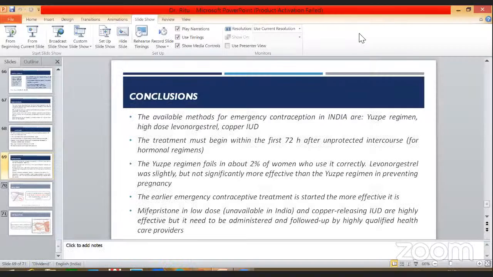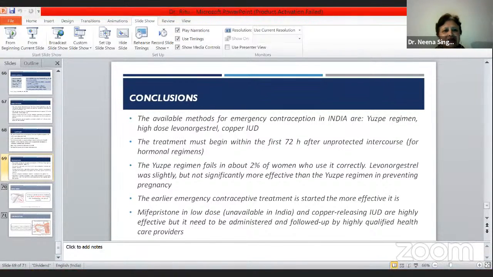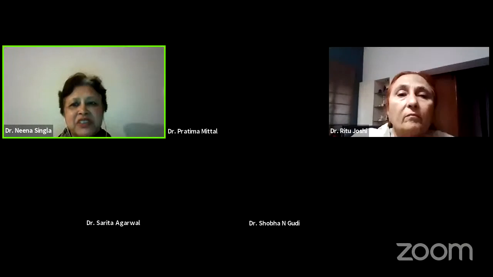Thank you, ma'am, for stressing the importance of emergency contraception, especially as it is the need of the hour during COVID-19 when access to facilities is limited. But the take-home message is that although it is a very safe method, it should not be used as a routine and should be used only in emergency.